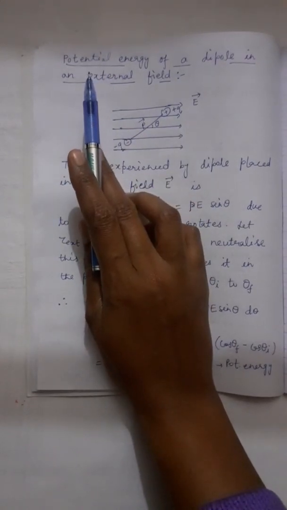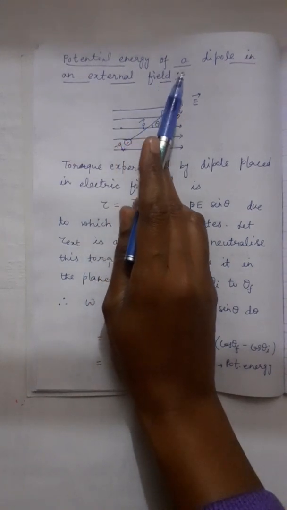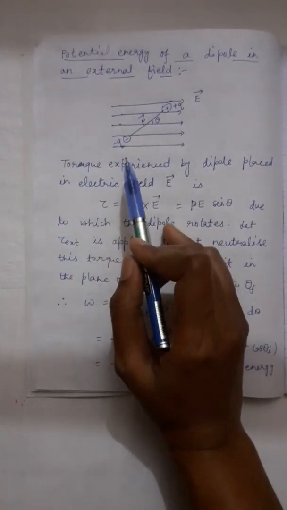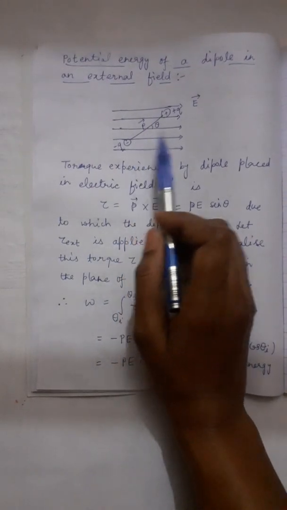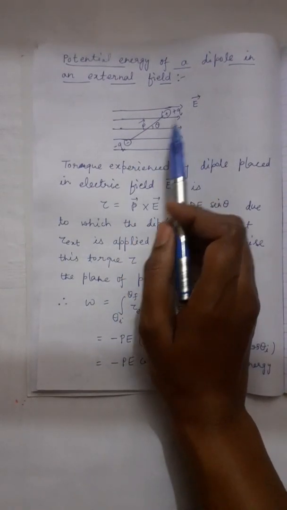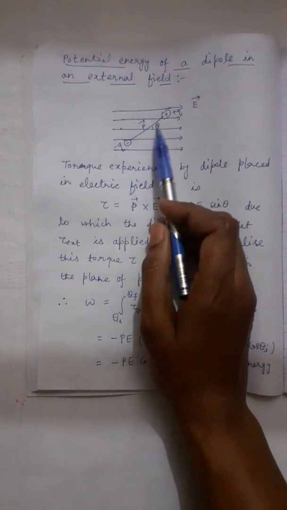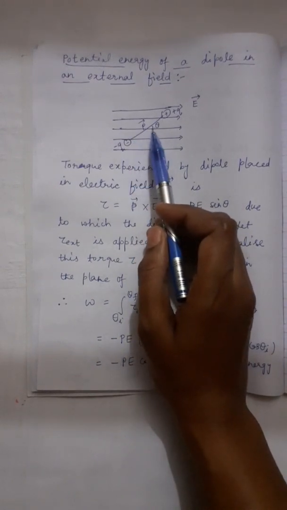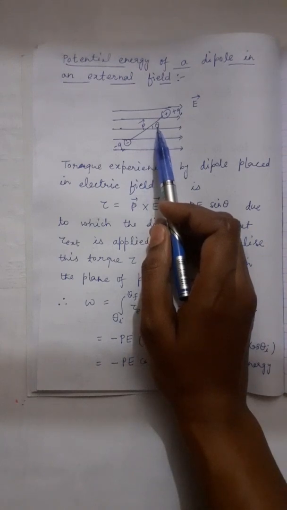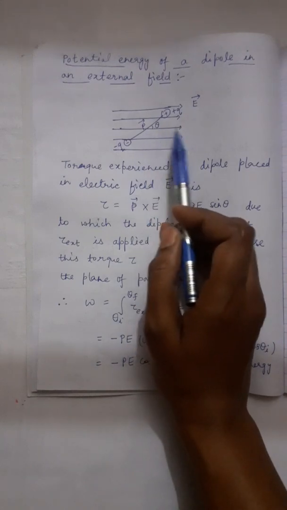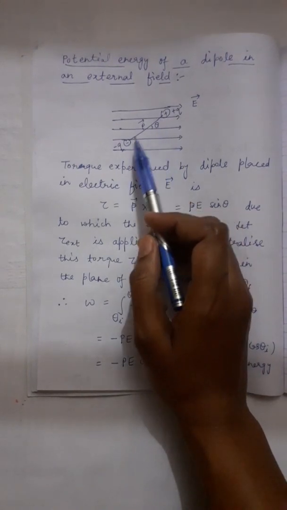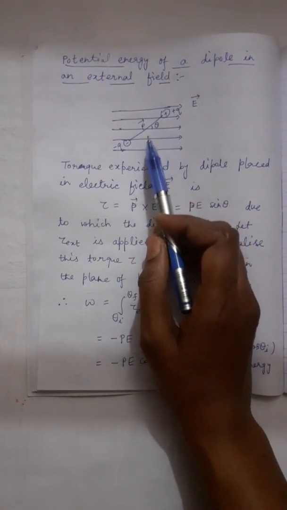So our next topic is potential energy of a dipole in an external field. Let this be the electric field in this direction, and this is the dipole having the dipole moment P, which is placed forming an angle theta with the direction of the electric field. So in this direction the dipole is placed.